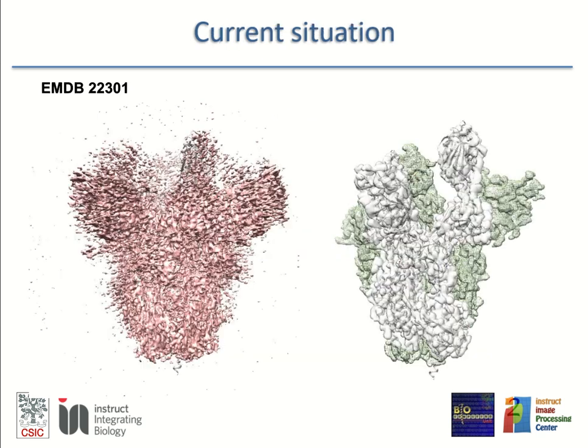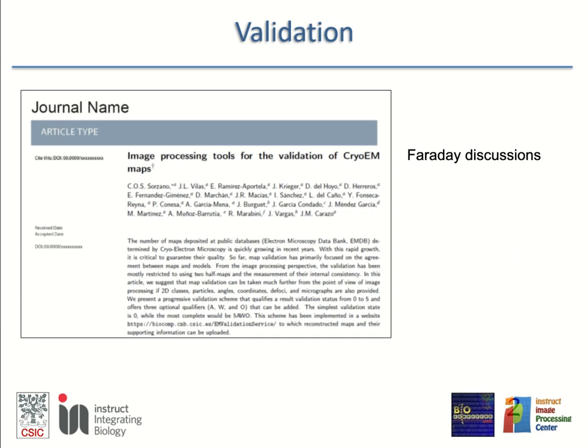And the current situation is that sometimes we have maps reconstructed like this. The same data processed in a different way gives this map. It is not a particular criticism of these particular people and structure. It is a general warning that if you don't pay attention to the details underneath, you may end up with artifactual structures. What I'm going to present was published in Faraday Discussions last year, and it puts together all the image processing tools that are available for the validation of cryo-EM maps.